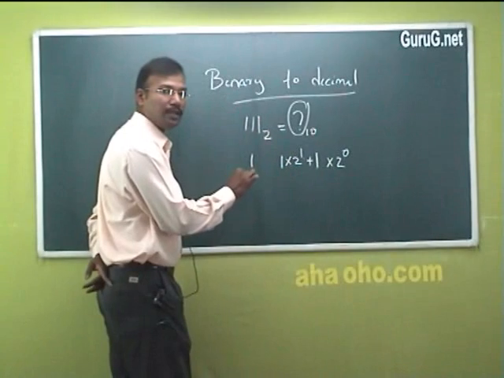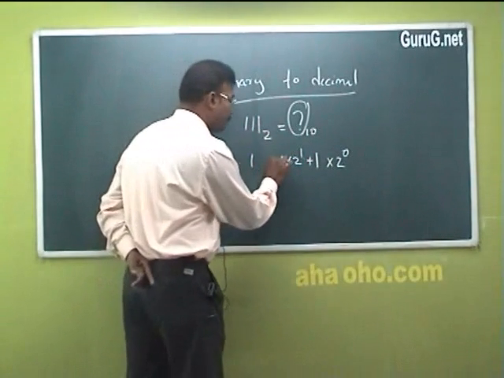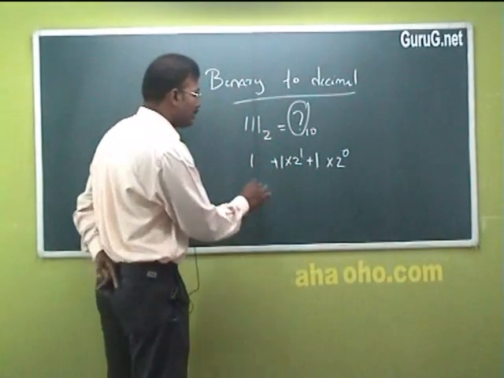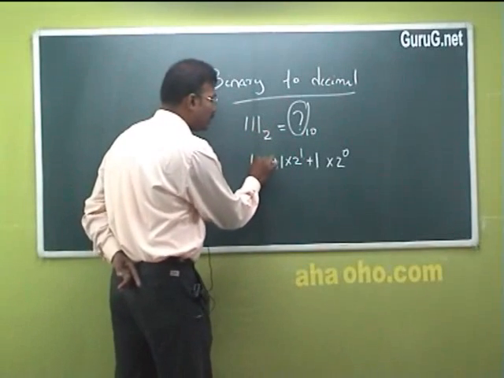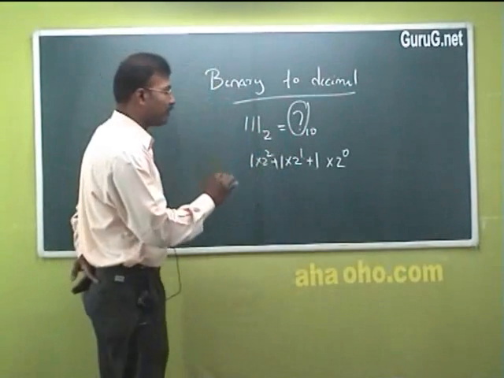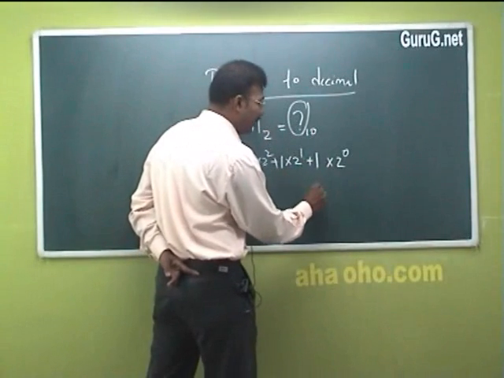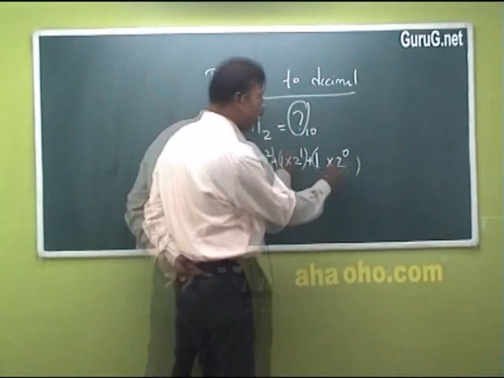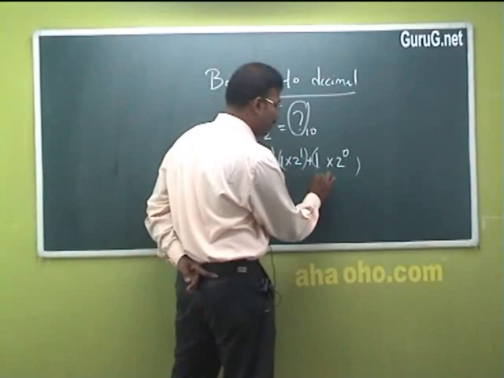So here 1 into 2 power 1, plus here the MSB 1 into 2 power 2. After this, what you need to do? You need to calculate the value. Here the value will be 1 into 2 power 0, it will be equal to 1.